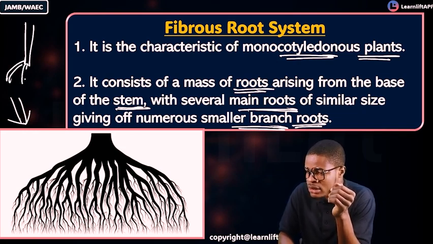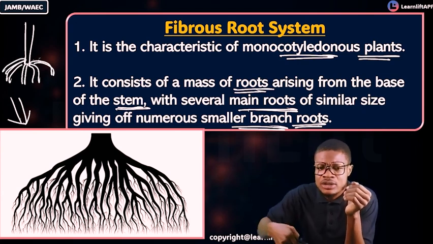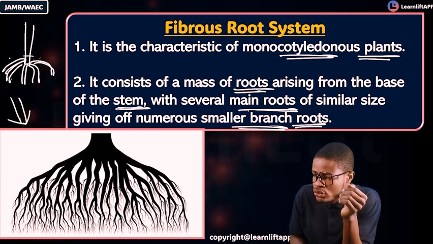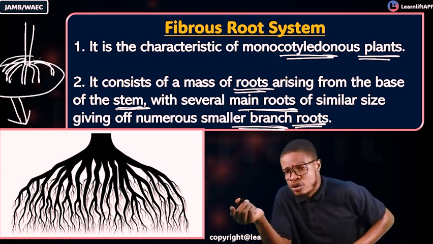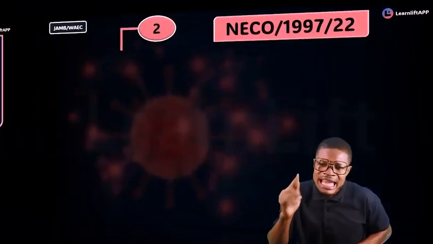You now start seeing roots of almost equal sizes. All of them are now pushing out like this. There is no major one that is going straight into the soil. What type of root system do you call this? It is called your fibrous root system. If you understand that very quickly with me, I'd like you not to forget this.